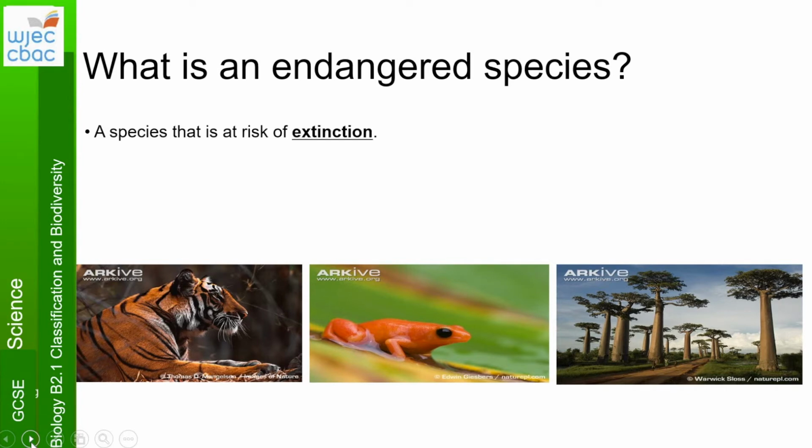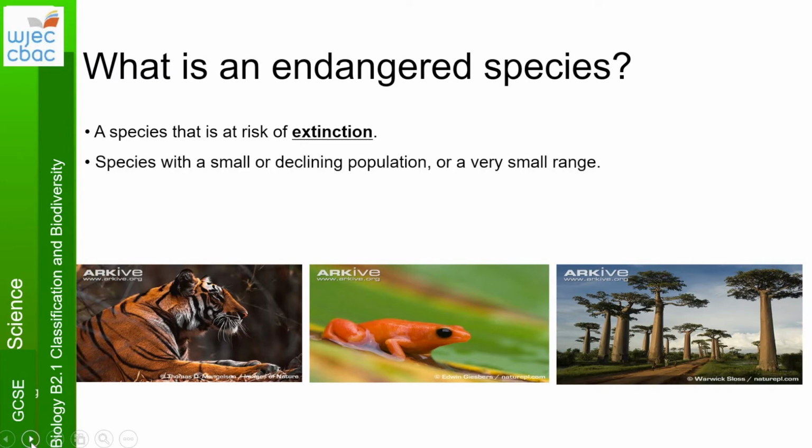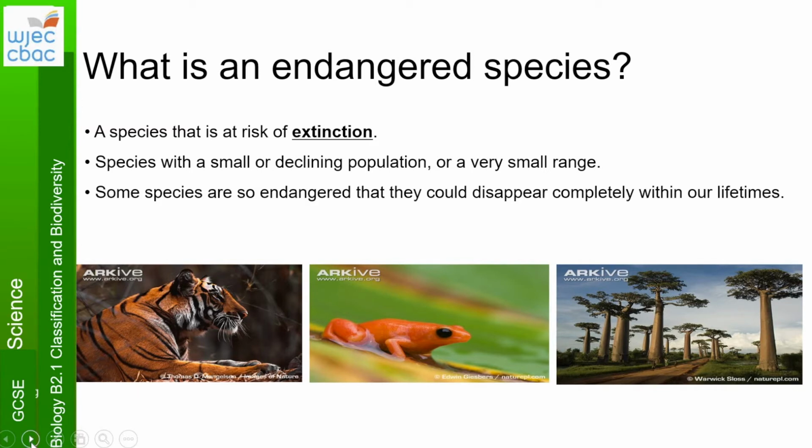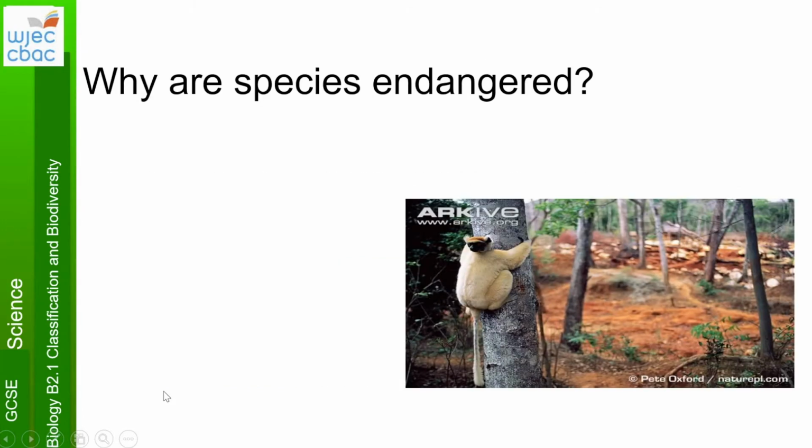An endangered species is one that is at risk of extinction, of being wiped out. A species with a small or declining population, or perhaps a very small range, only found in a particular habitat. Some species are so endangered that they could disappear completely within our lifetimes. And we've already seen several different species of tiger that have become extinct.